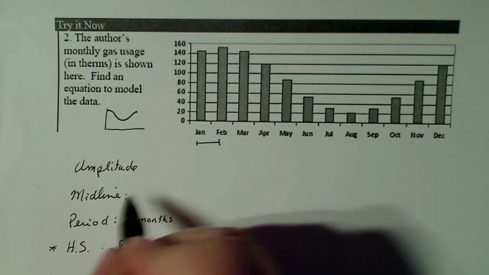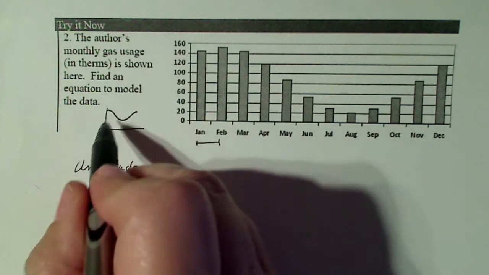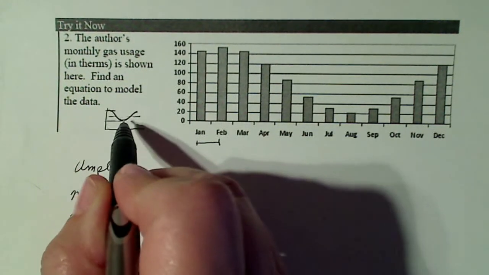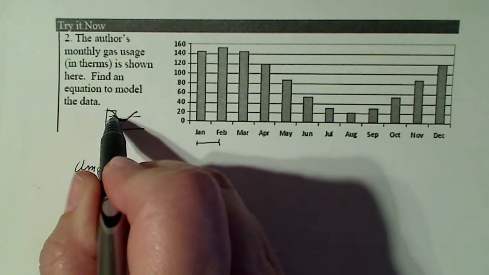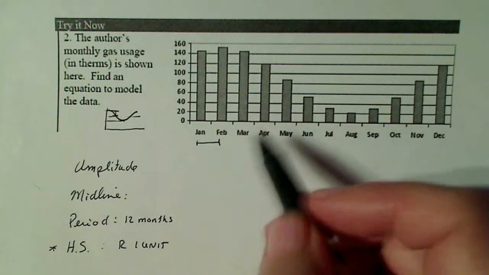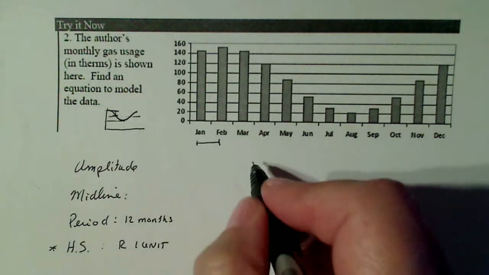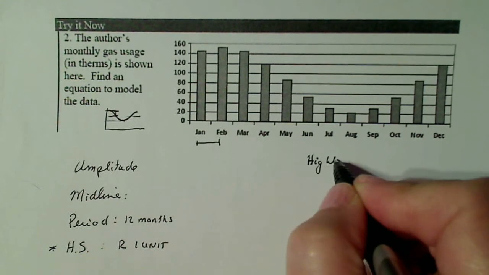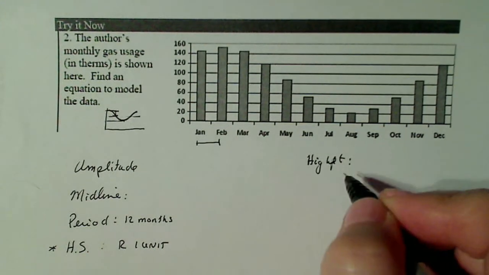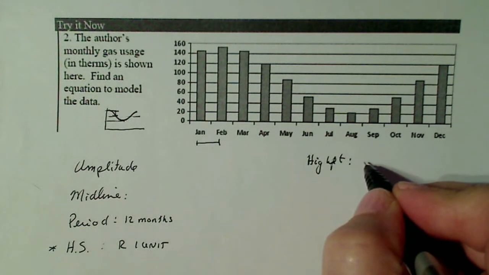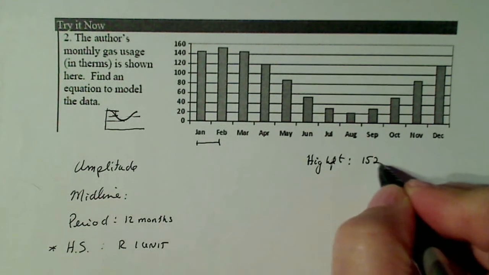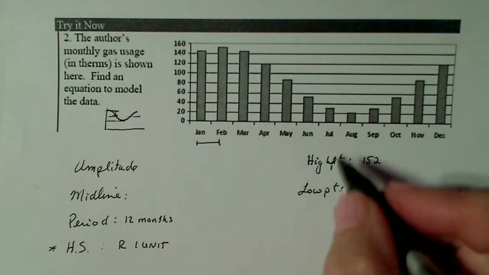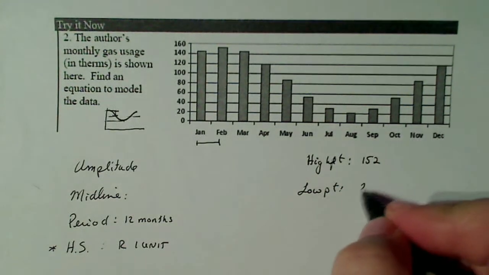My midline, well, in order to calculate the midline, if you think about it, it happens right in the middle, halfway between the high point and the low point. And my amplitude is also halfway between the high point and the low point. So if I look at my graph, my high point occurs in February. And that high point is about, I don't know, you could say 150, 151. I'm going to say 152. My low point, anywhere in that region is fine. My low point looks like it occurs in August, and it's 20.